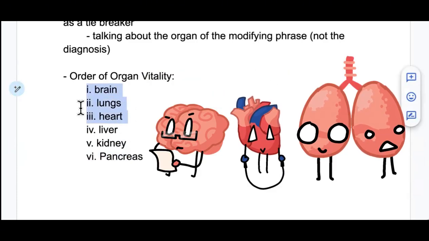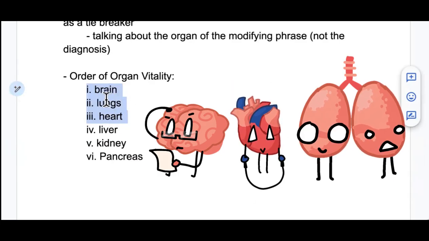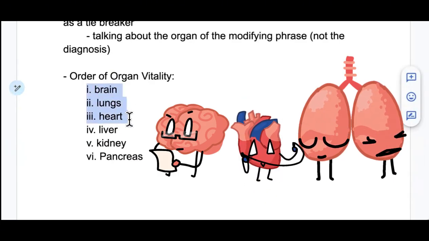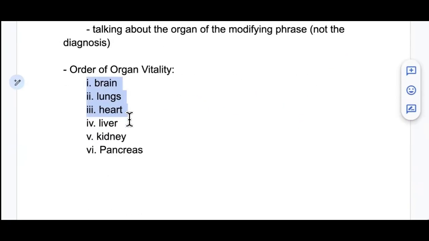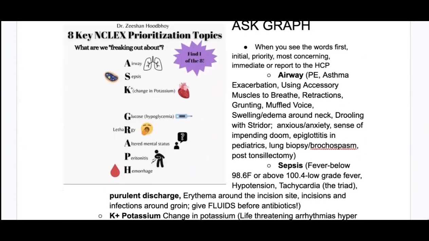If you need a tiebreaker, then you'll think of this order. But usually the modifying phrase tells you all you need to know about what's important. All right. So here is a mnemonic. It's called ASK GRAPH. This beats out the ABCs: airway, breathing, circulation, as something to help you think through the nuances of priority setting, prioritization. What to do first when your patient is going bad.